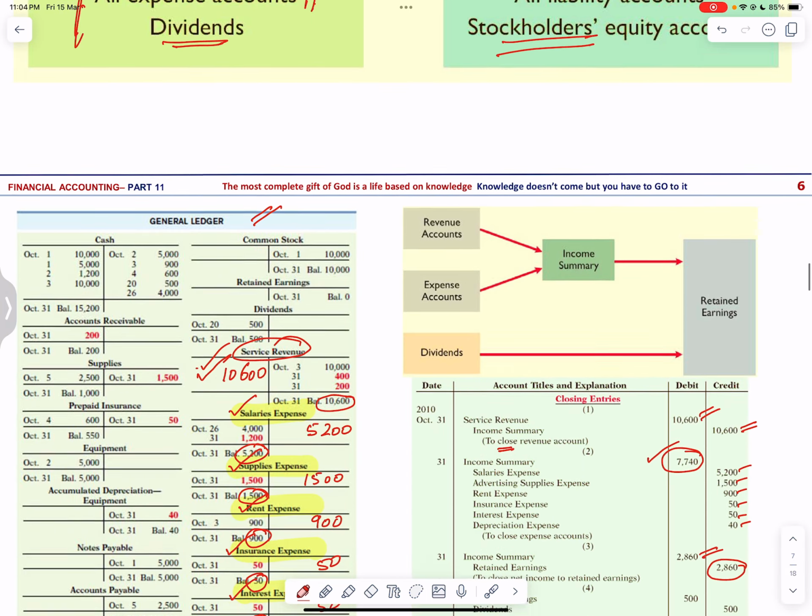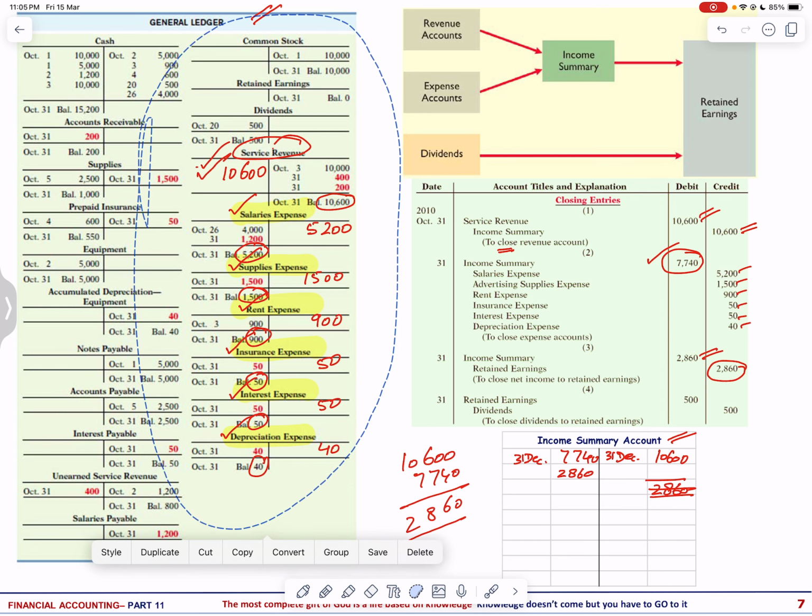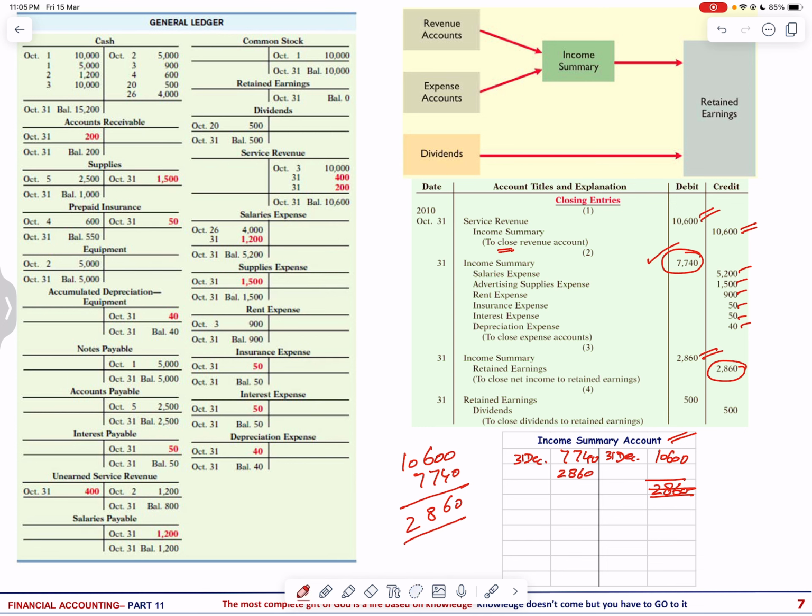So dividend is also to be closed, and in order to close the dividend account, it should have a zero balance. And where is dividends? Dividend has a debit balance of 500. To make it a zero balance, it has to be credited by 500. And so now the dividend account is credited by 500, and it will be the retained earnings that is going to be debited. So retained earnings is debit and dividend is credit by 500.